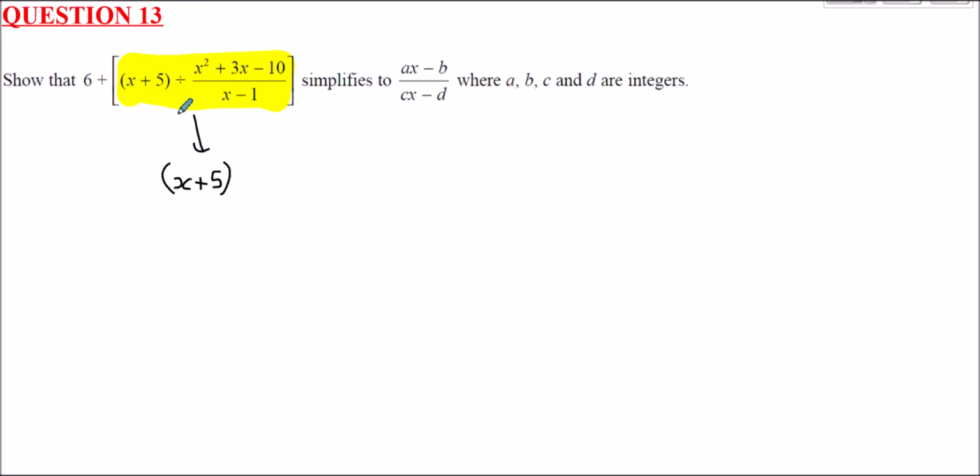Now, we need to remember how you can change dividing by a fraction into multiplying by another. Dividing by a fraction is the same as multiplying by this fraction flipped. I don't know if your GCSE teacher told you about keep, change, flip. We change the divide to a multiply, we flip this fraction on its head. So that becomes x minus 1 on top now, and on the bottom, x squared plus 3x minus 10.